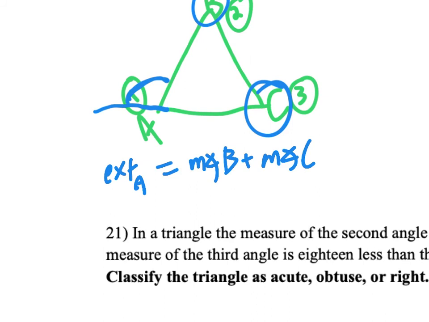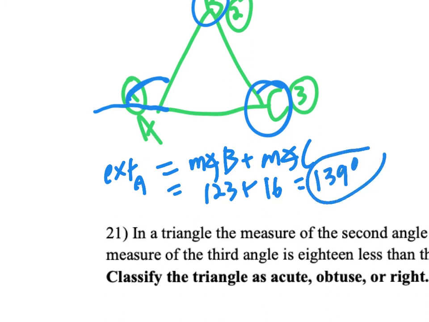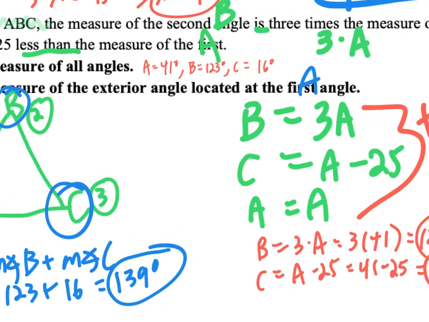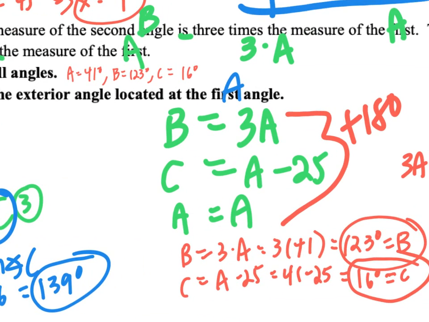And so the measure of angle B, I already said, was 123. The measure of angle C was 16. So when I add those together, that should be 139 degrees, and that's going to be my exterior angle, right? So let me just write that next to part B, so I know exactly what I'm talking about. So it's going to be 139 degrees. There we go. Okay.